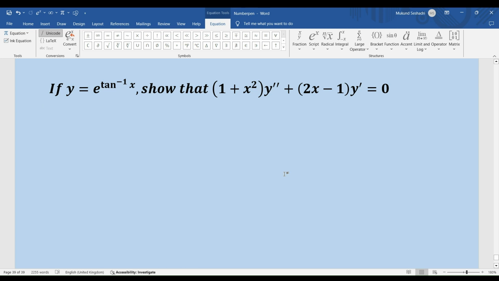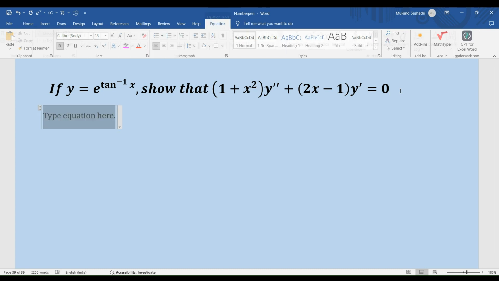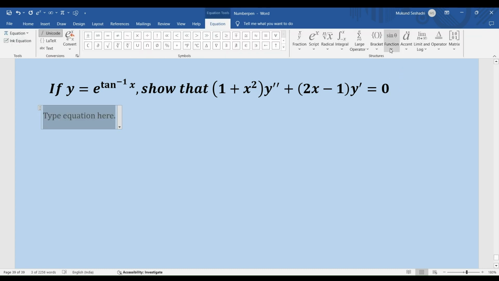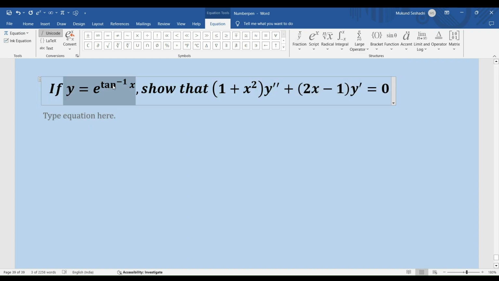So there we have the problem on our screen. If y equals e to the power tan inverse of x, show that (1 plus x squared) y double dashed plus (2x minus 1) y dashed equals 0, right? So our y is equal to e to the power tan inverse of x. Let's write that down. We've been asked to find y dashed and y double dashed and put it back in the expression which is shown to us.